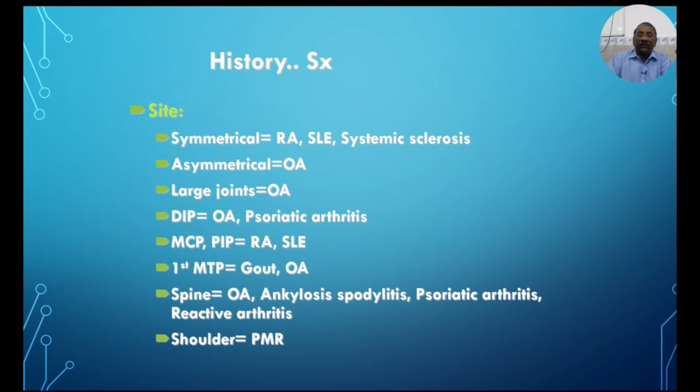Spine involved: psoriatic arthritis, ankylosing spondylitis, osteoarthritis of the cervical spine and lumbar spine, reactive arthritis. Shoulder: polymyalgia rheumatica, and also in diabetes, periarthritis of the shoulder.